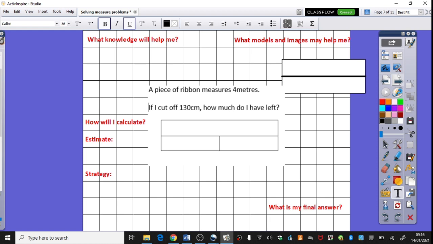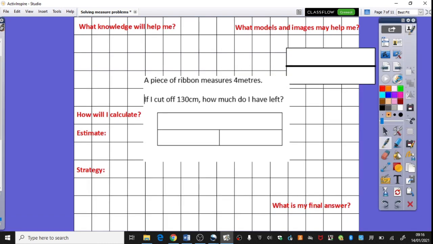Okay, so let's have a look at that together. You'll notice there was a bar model, definitely going to be needing to use those today, so I've left that there as a really key thing for us to do. A piece of ribbon measures 4 meters. Thinking straight away about what knowledge I need to help me. If I cut off 130 centimeters, straight away I need to remind myself that in 100 centimeters there is 1 meter. Therefore, in 130 centimeters, there is going to be 1.3 meters.